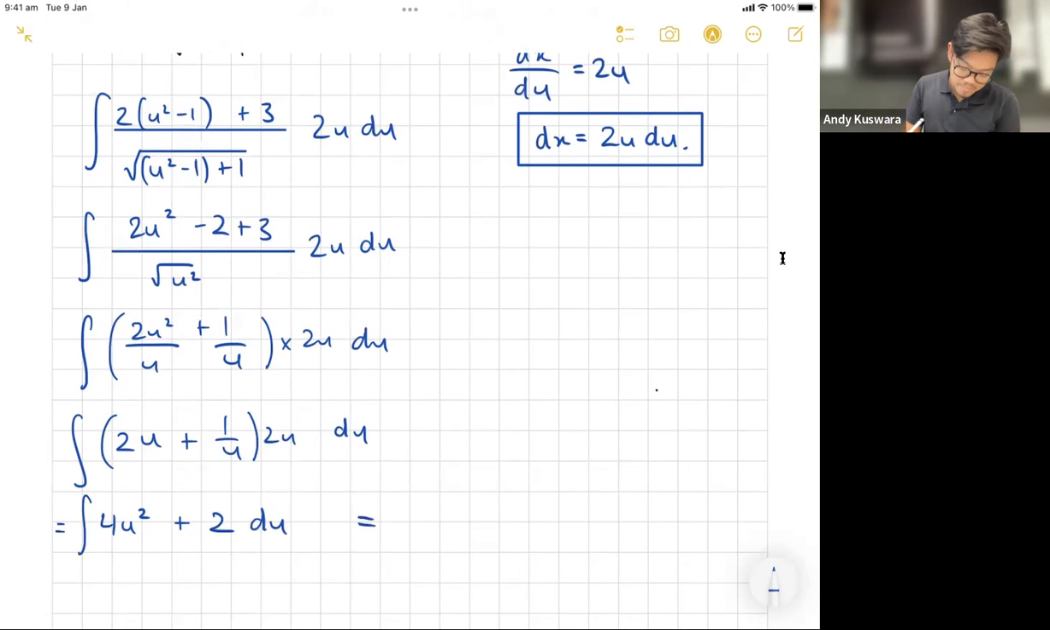Woohoo, we got there. All right, let's integrate it. So this becomes 4u to the power of 3 divided by 3 plus 2u, and then that's just it, plus c.